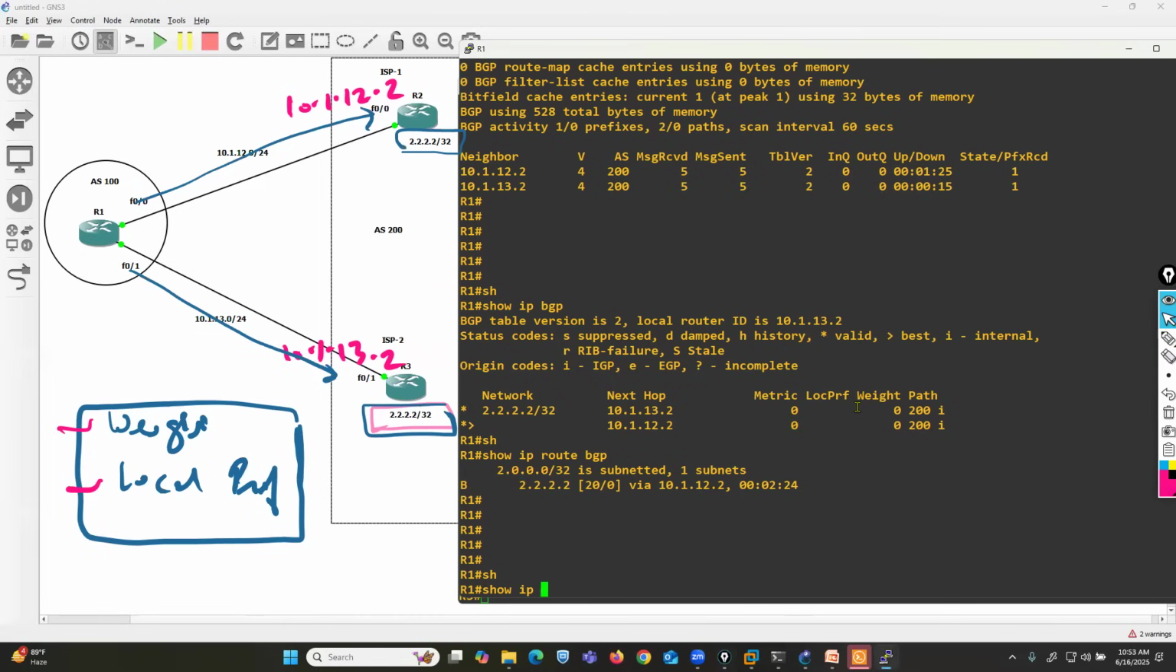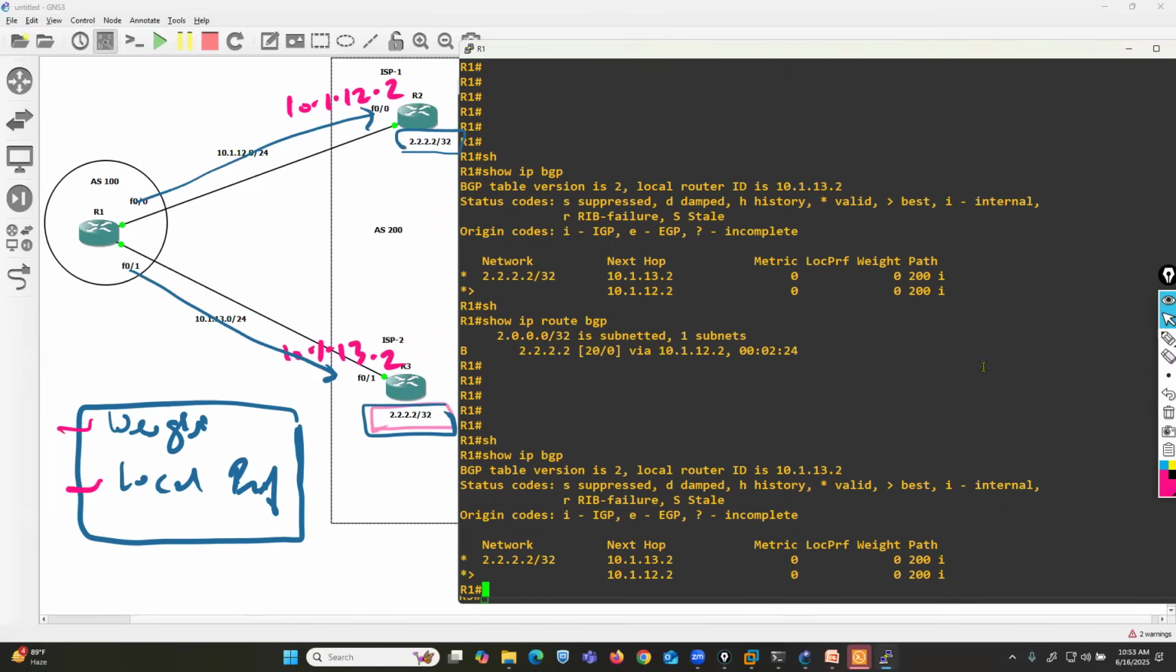Show ip bgp. You can see this information via this side. If the route is coming via this side, the AS path is only one AS. If the route is coming from this side, then the AS is one. So on both sides, you have the same AS path, equal, one AS. Let's talk about why this route is installed into the routing table.